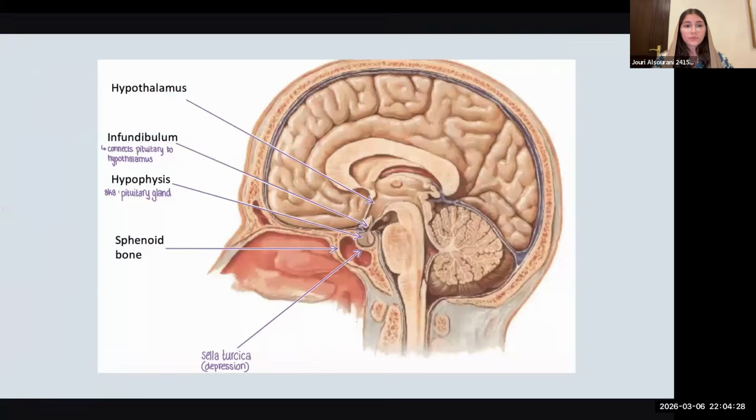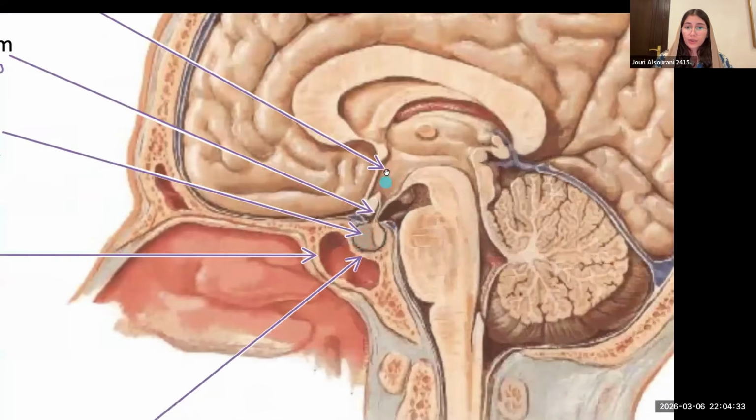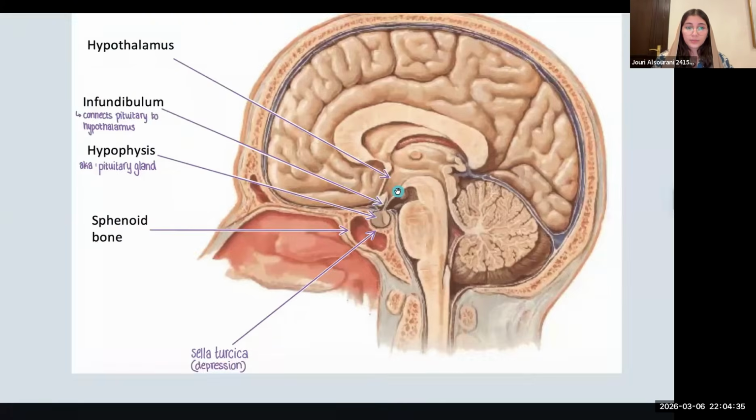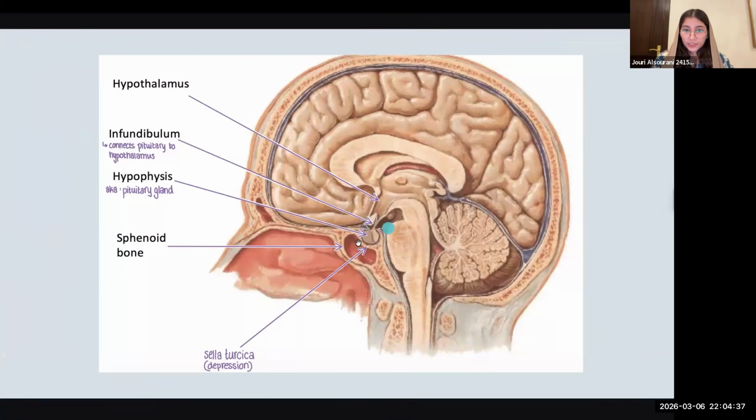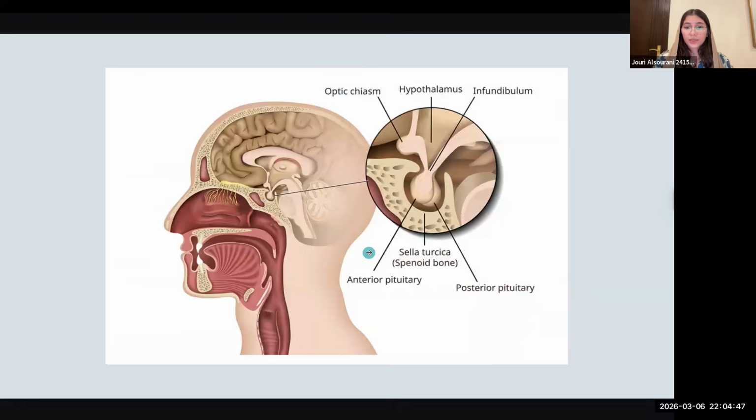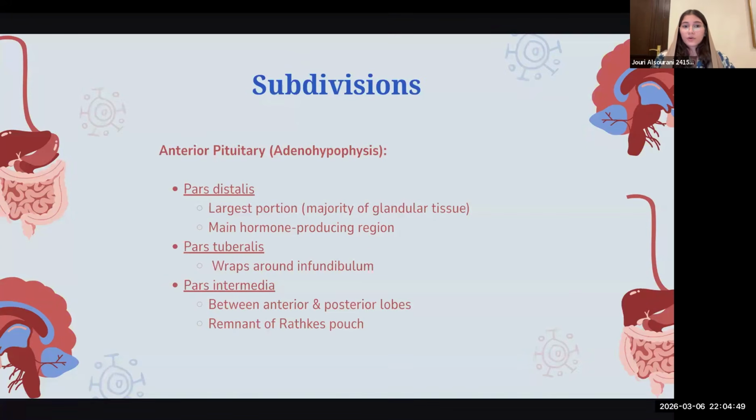So here again, we can see we have the pituitary gland connected to the hypothalamus via the infundibulum. We have the sella turcica over here, which is this curve holding the pituitary gland, and it's made up of the sphenoid bone. And below that, we have this little air pocket here. This is called the sphenoid sinus. Okay, so let's start talking about each subdivision.